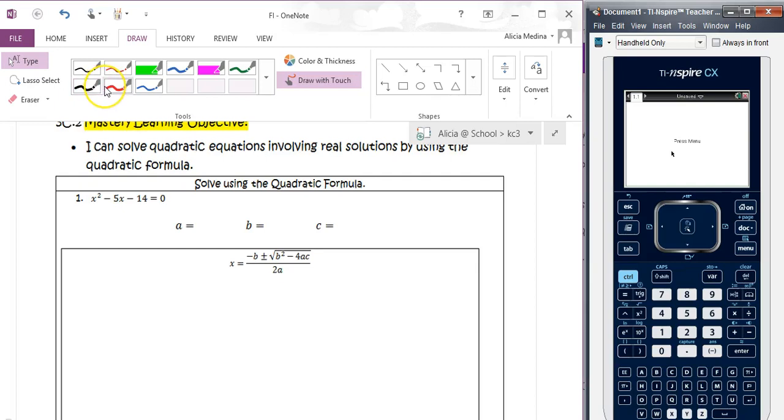Hey guys, in this video we're going to be covering Target 3C.2. Our mastery learning objective is: I can solve quadratic equations involving real solutions by using the quadratic formula.